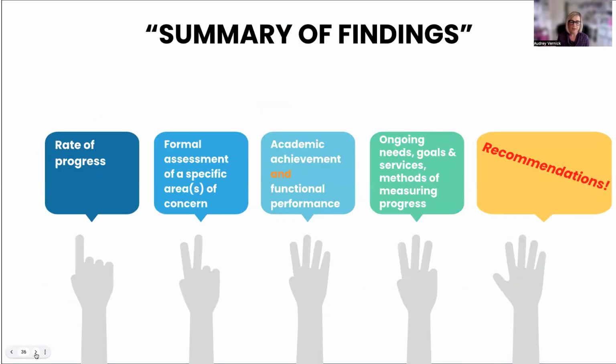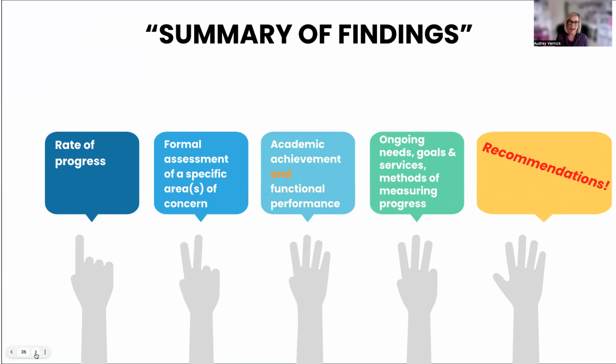At the very end of the day, there has to be a summary of findings at the end of each report that includes the rate of progress and how that will impact their future learning. Right? What are their unique needs? You have to formally assess a specific area of concern. So if the parent says to the evaluator, I'm really concerned that my son doesn't have the social skills or the behavioral skills to function in an adult environment, and that isn't addressed at all in the evaluation, they didn't formally assess a specific area of concern. So that might gain you an independent educational evaluation at district expense, which I'll discuss in a minute.